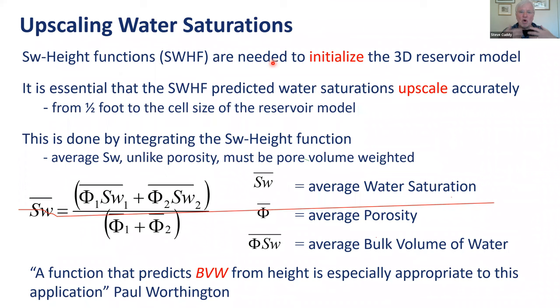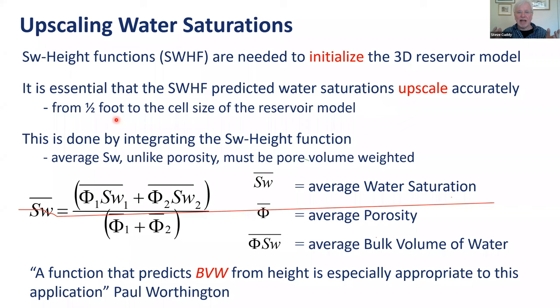So in our reservoir model, we need to upscale properties, porosity, permeability, but also water saturation. We need this to initialize our 3D model. So the measurements from the resistivity log have to be upscaled to the cell size you use in your reservoir model. For porosity, you just count the number of porosities in a zone and divide by the number of points, and that gives you the average porosity.